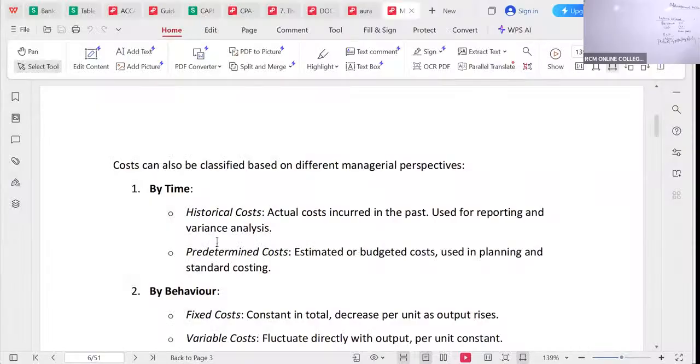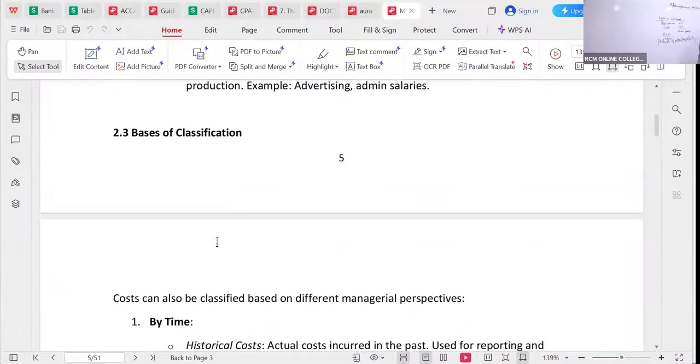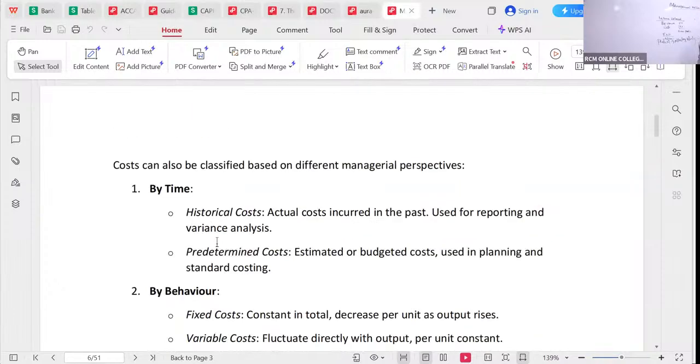All right. Now, ladies and gentlemen, we have a classification of costs. On the basis of classification, we classify costs by time. By time, we shall always have two types of costs: past costs and future costs. Historical and future costs.